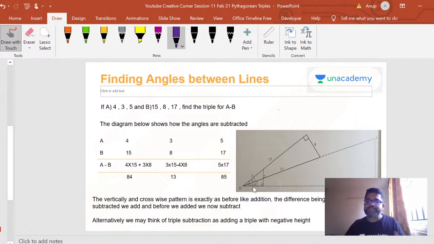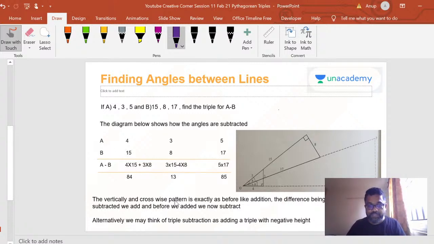So basically here this becomes a subtraction problem. The earlier one was an addition problem because you were adding two angles and then finding the resultant side. This becomes a subtraction problem. In a subtraction problem, you follow the same pattern.